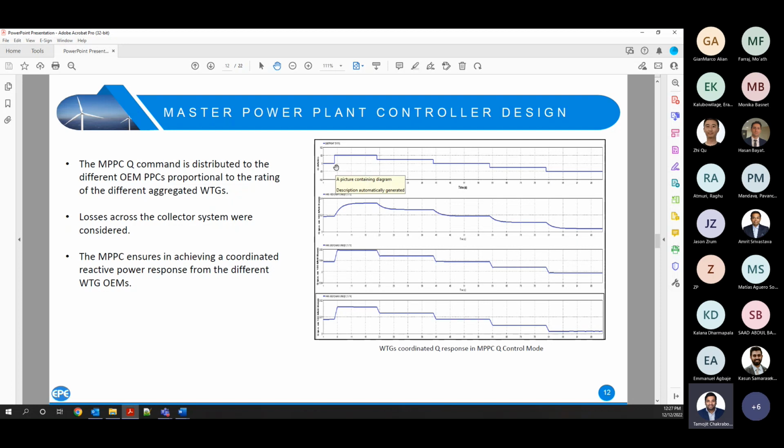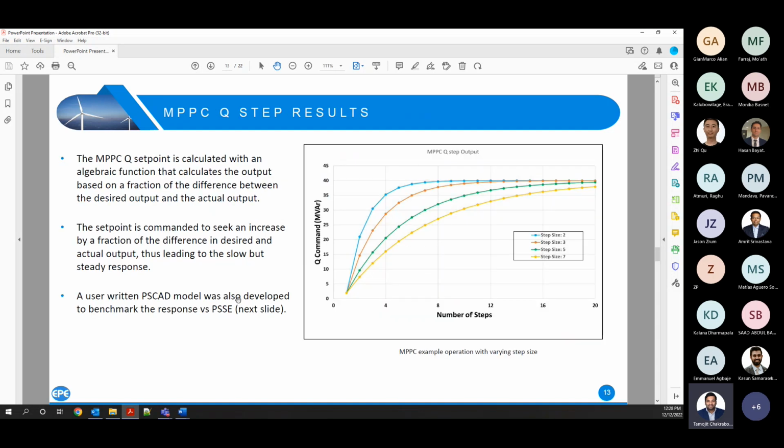So you see, I've plotted the step changes in reactive power, and it's more or less visible that the MPPC is able to achieve a response in a coordinated fashion amongst the wind turbine generator OEMs. Now, one of the other concerns that we had for this project was that it is connected in an area which had low short circuit strength and is in a weak grid, with a short circuit ratio of less than 3. So this MPPC also had to take into account such network conditions for this particular project.